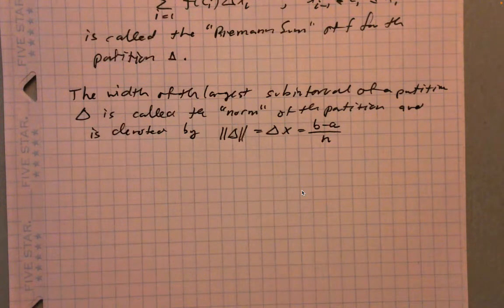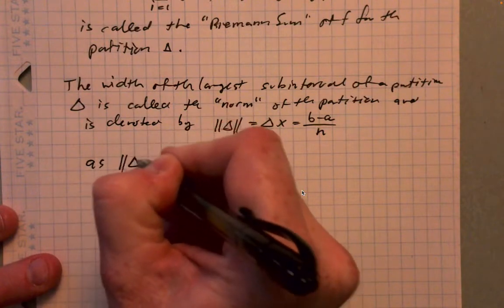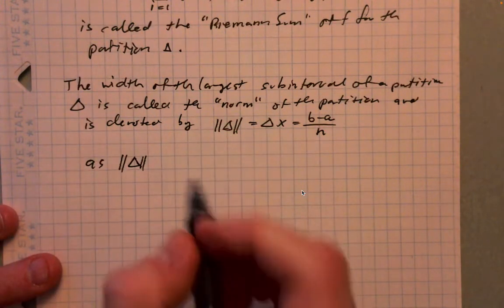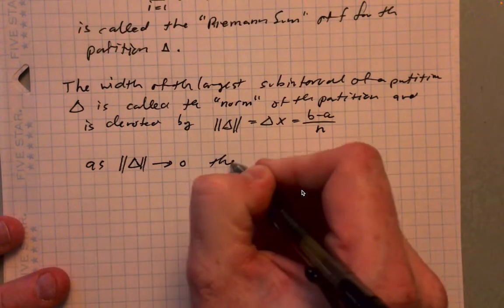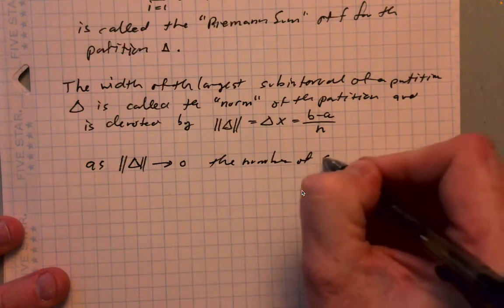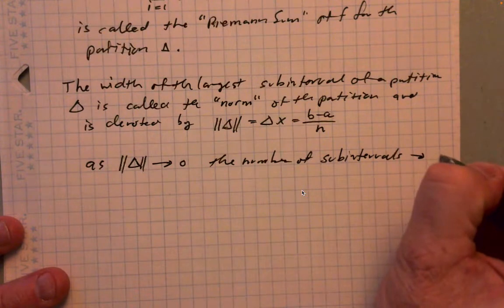Okay. All right. So here's the kind of the setup, right? So you have n intervals, and they're each going to have a certain width, right? Now, as the norm, meaning basically the width of the interval, goes to 0, what happens to the number of subintervals that are going to be needed to partition the interval [a, b]? So as the norm goes to 0, the number of subintervals in the partition goes to infinity.